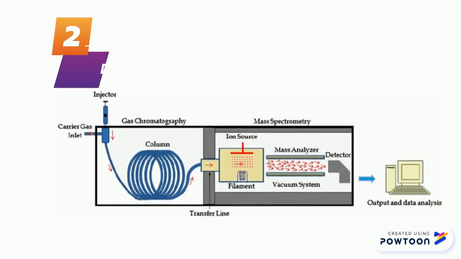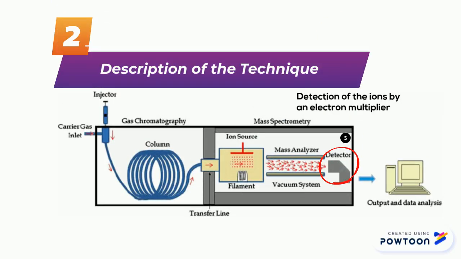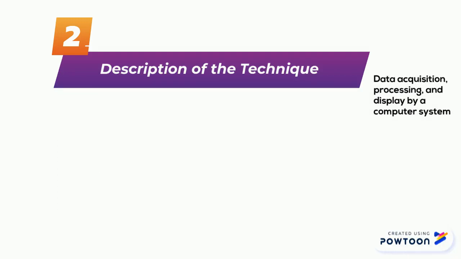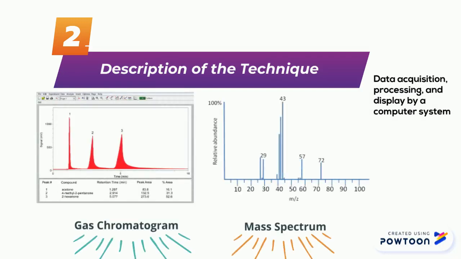After the ions are separated, they enter a detector where the signal is boosted. Then, a computer receives all the information from the detector, records the data, and converts the electrical impulses into visual displays. A gas chromatogram and mass spectrum are obtained at the end.